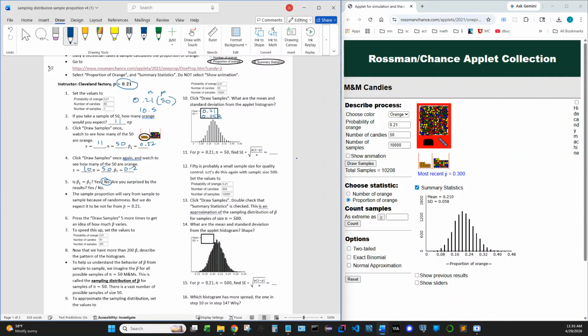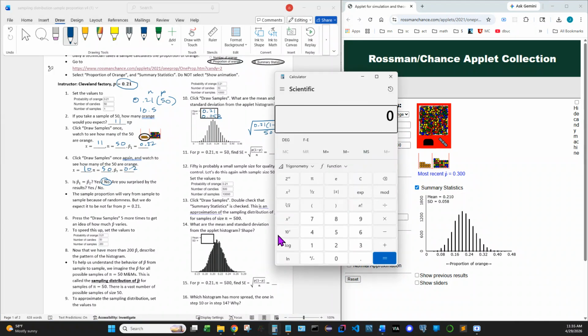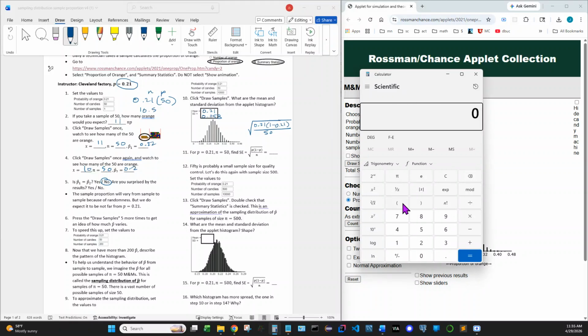0.058. And we also want to double check that with our formula for the standard error. So we'll put that into the formula. So p is 0.21, 1 minus 0.21. And then we're going to divide that by the sample size, which is 50. Okay, so if we pull out the calculator here and do that, so we'll have 1 minus 0.21 times 0.21.